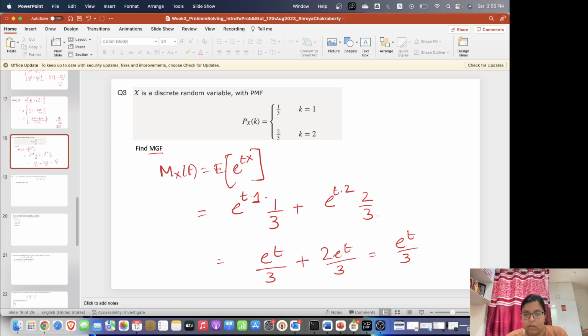Sorry, this will be 2t. So we can write it as e to the power t by 3 plus 2 e to the power 2t by 3. Then we take e to the power t by 3 common, and it will be 1 plus 2 e to the power t.